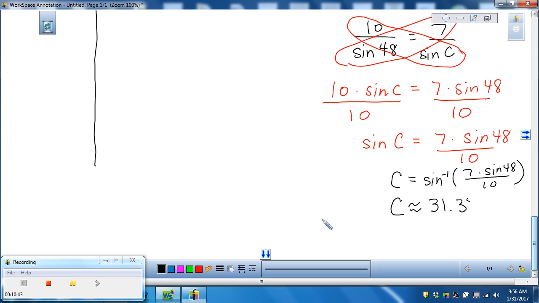Now that we know angle C, we can now find angle A by subtracting B and C from 180, and you can find angle A, and then you can go back and find side a by using the law of sines, which, to save time, I am not going to do.